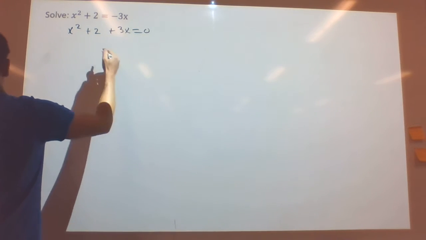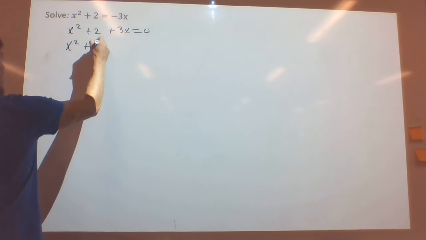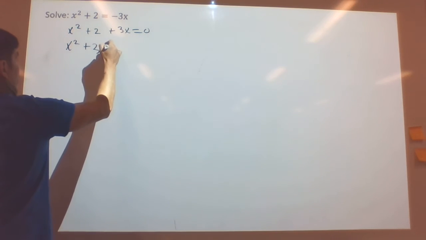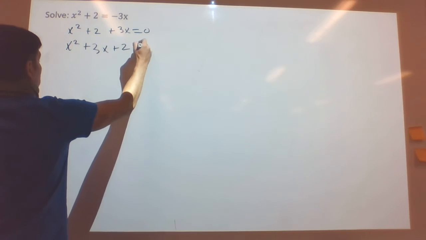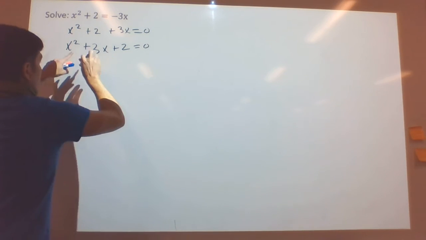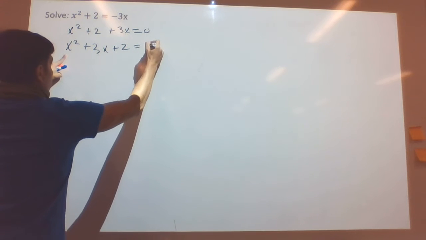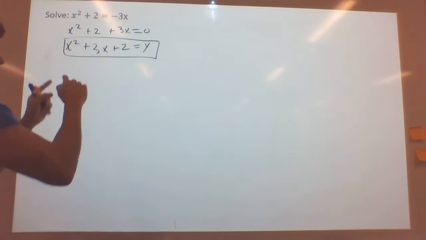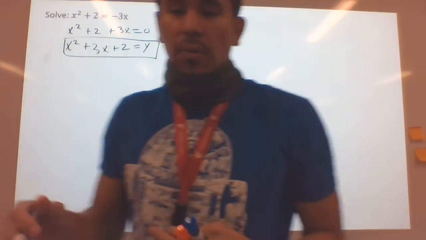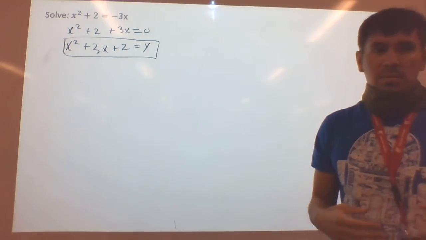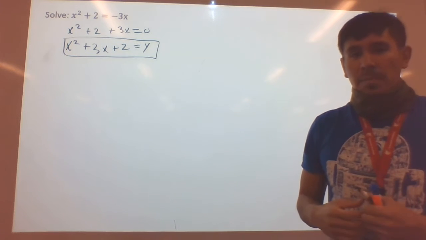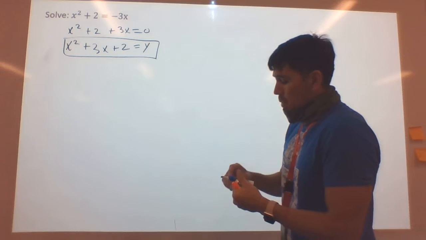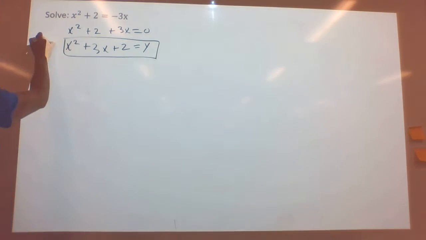Again, when you have it in standard form, you put it in your calculator, Desmos, and then you graph that. If it crosses, touches, or doesn't touch, then you have your answers. So that's going to be method number 1.